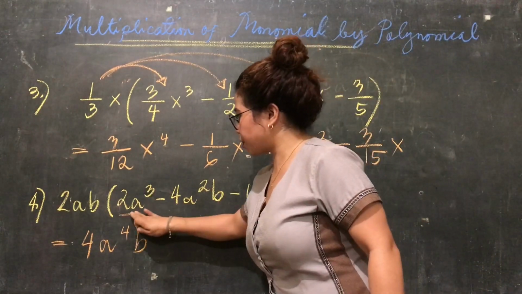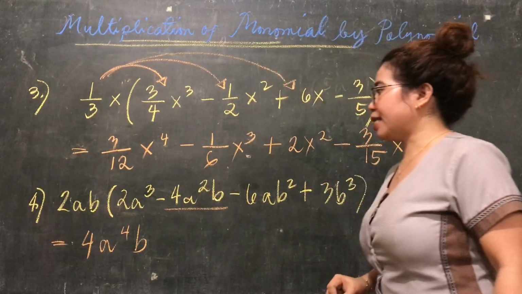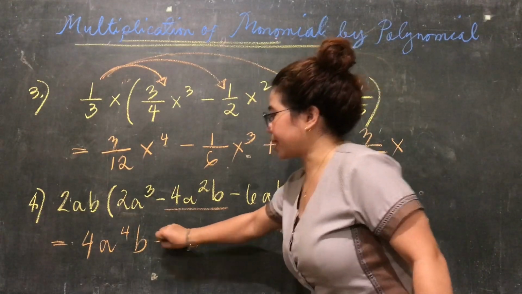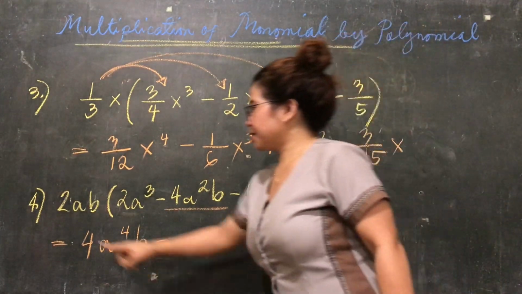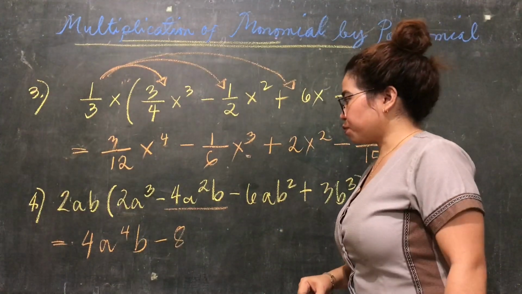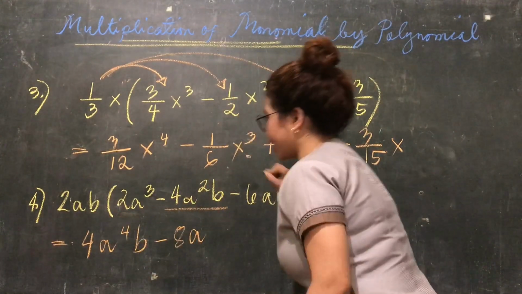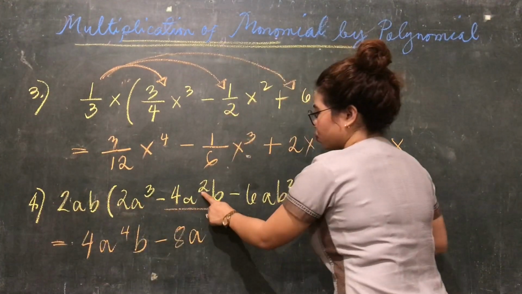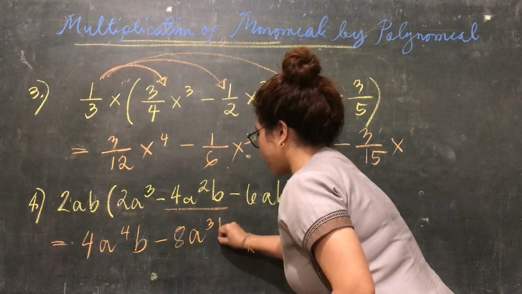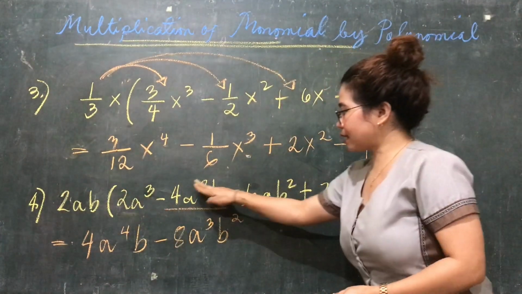Now we are done with the first term, so let's go to the second term, the underlined one. Positive outside times negative, the answer is negative, since the signs are not the same. And then, 2 times 4, you have 8. Copy A, and then 1 plus 2, you have 3. Don't leave it. Copy B, and then 1 plus 1, you have 2. Okay, the second term is done.